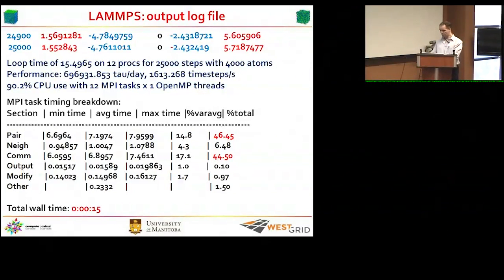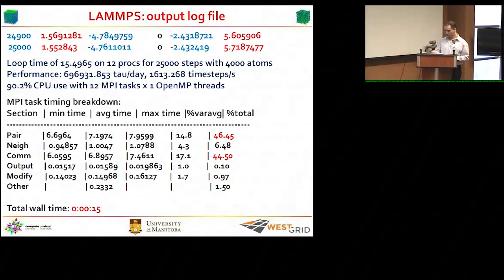I see that the program spends 46% of the time computing the pair interactions. Usually in MD simulation, most of the time is spent computing the interactions. And here, since I used an MPI program and the system is very small, due to the communication between processors, I have 44% of communication time, which is very high.